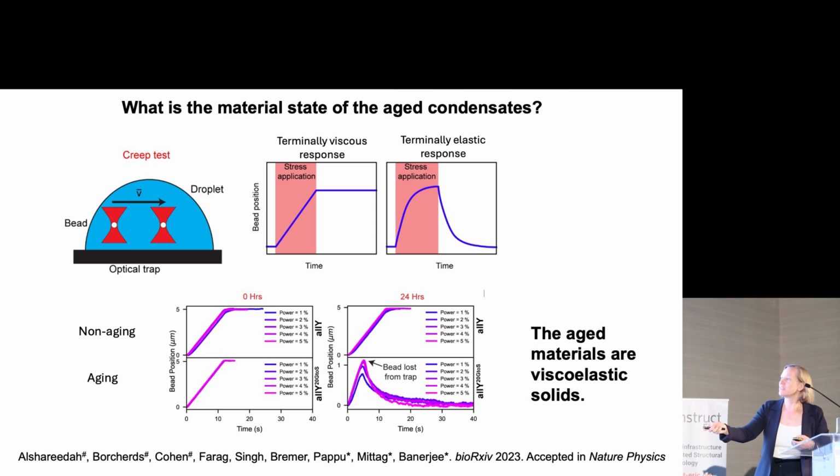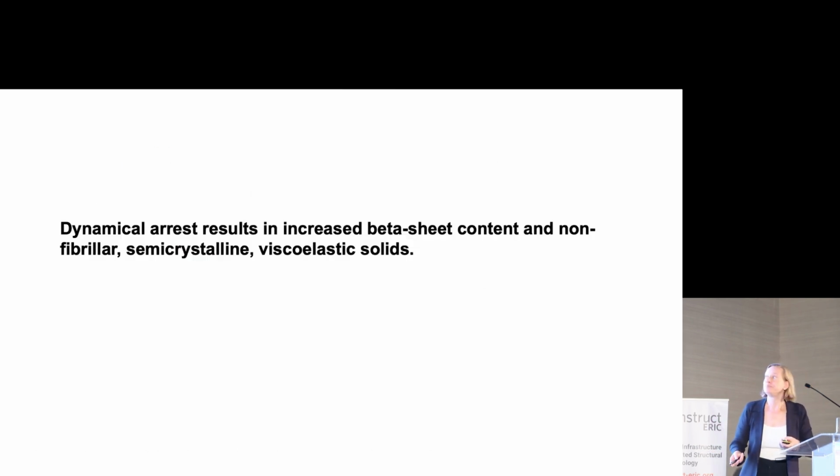Both the non-aging and the aging one behaved like viscoelastic fluids, as we expected. The non-aging one still behaved like this at 24 hours, but the aging one showed a clear terminally elastic response. We couldn't even move the bead for the full 5 micrometers. After 1 micrometer, we actually lost the bead from the trap, and it recoiled back to its original position, really showing that this is a viscoelastic solid at the end.